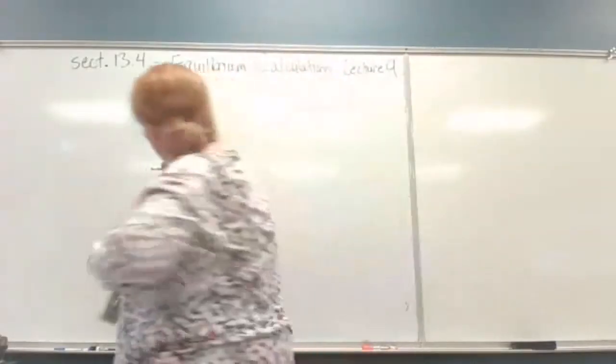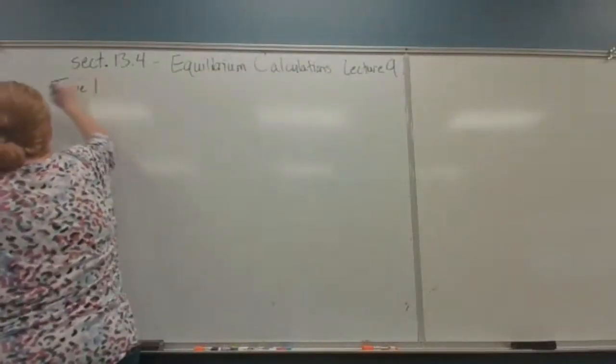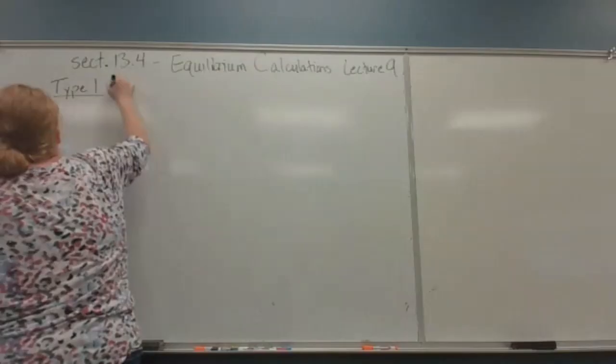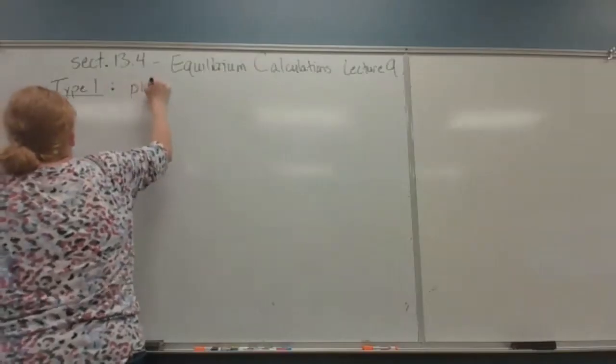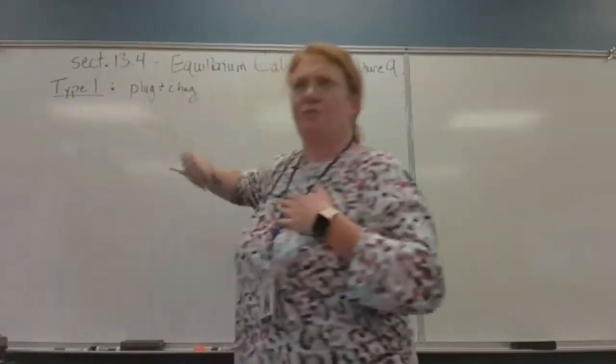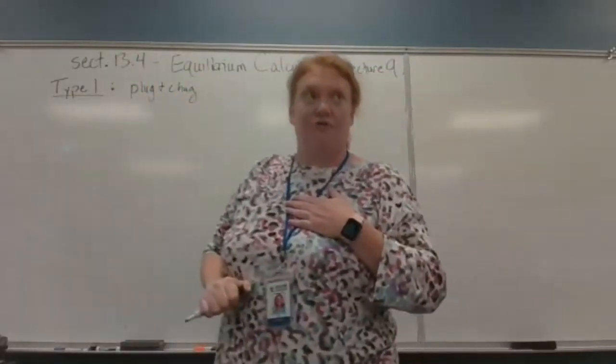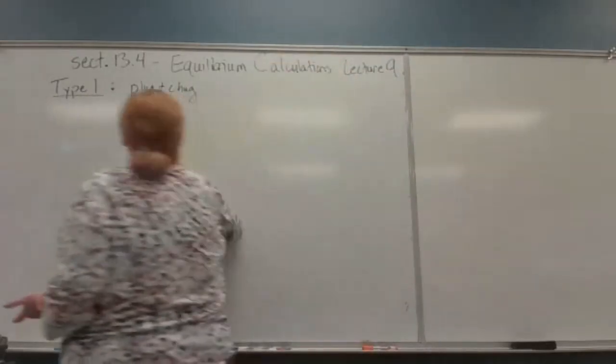If I have a type 1, what Poe calls a type 1. This is the easiest type because it is essentially just plug and chug. You guys know what I mean when I say that, don't you? You have a formula and you plug in the numbers and you solve for the thing you don't know. That's it, right?